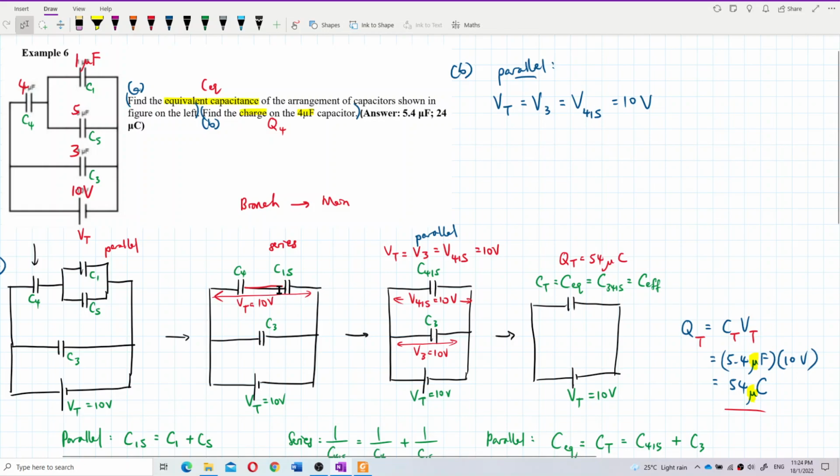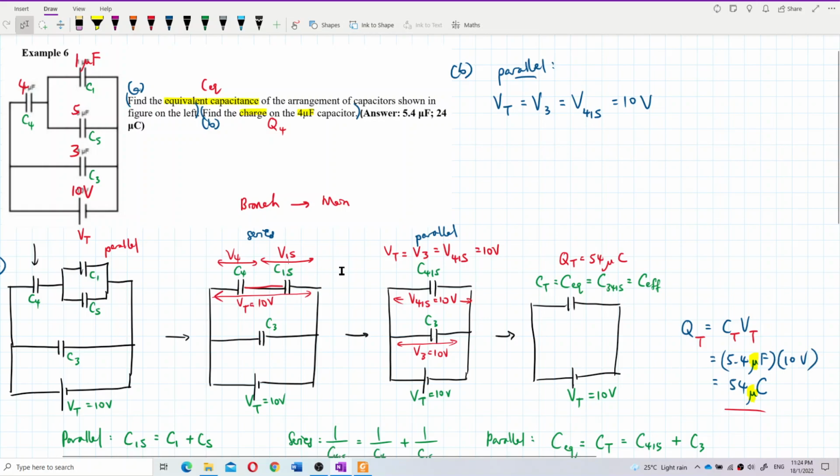This V415 is actually over here V4, and over here V15. This is a series already, right? Between C4 and C15 it is series. So this one is V15. Between V15 and V4, they are in series.